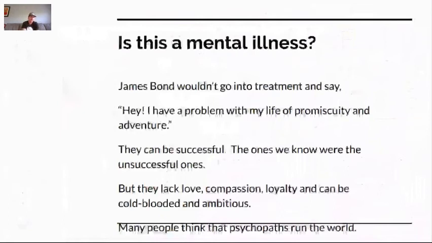And some would say it's not a mental illness. James Bond, a lot of these people who have antisocial personality disorder don't know they have it, right? Because James Bond's not going to say, hey, I just have this problem with this life of promiscuity and adventure and changing my name and not knowing who I am and killing all these people. He doesn't do that. He knows he's successful and he likes it, right? They can be successful. We only know the ones that are unsuccessful.